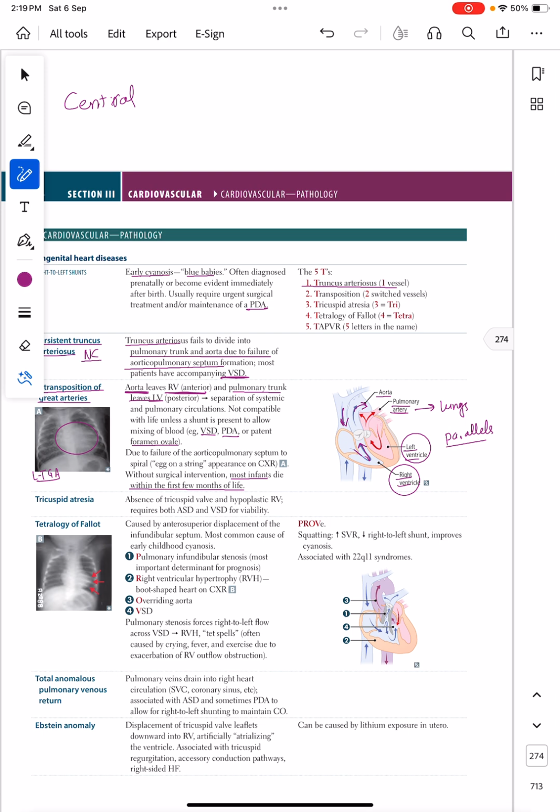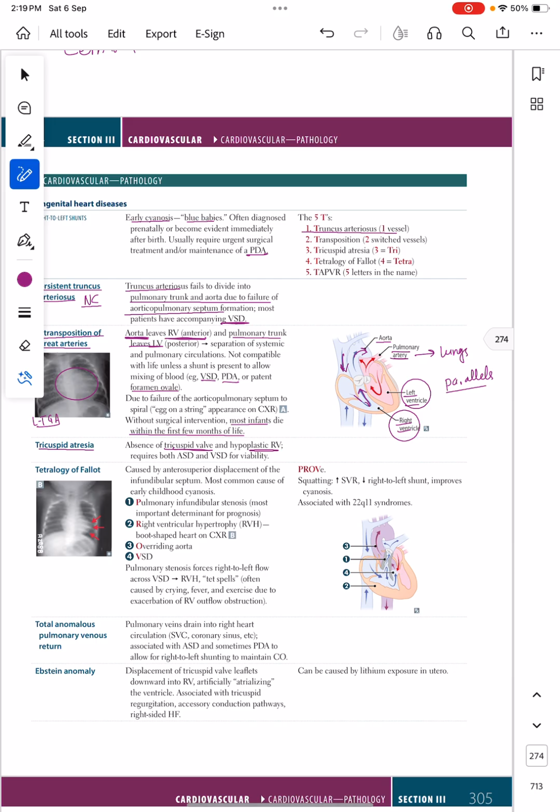Now what happens in tricuspid atresia? In tricuspid atresia, as the name suggests, the tricuspid valve is not formed, it is absent, or there is a hypoplastic right ventricle. When the tricuspid valve is absent, there is no blood flow from the right atrium to the right ventricle. So all the cases need either an ASD or a VSD for viability, and through that ASD or VSD blood moves to the lungs. If it is not present, the patient will not survive.